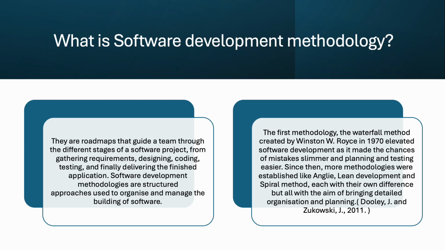One of the first methodologies, the waterfall method, created by Winston Royce in the 70s, elevated software development as it made the chances of a mistake a lot slimmer and planning and testing a lot easier. Since then, more methodologies were established, like Agile, lean development, and the spiral method, each with their own differences, but all aim to bring detailed organization and planning.